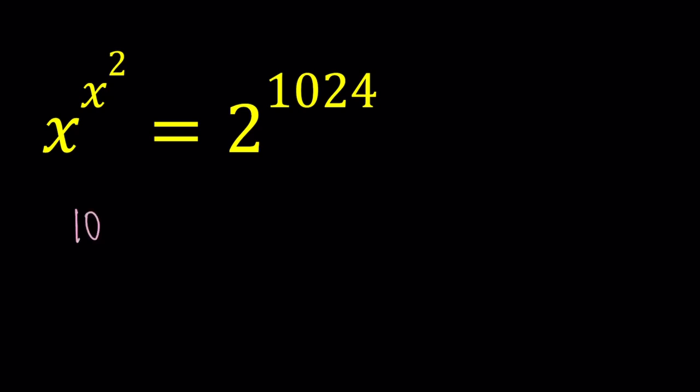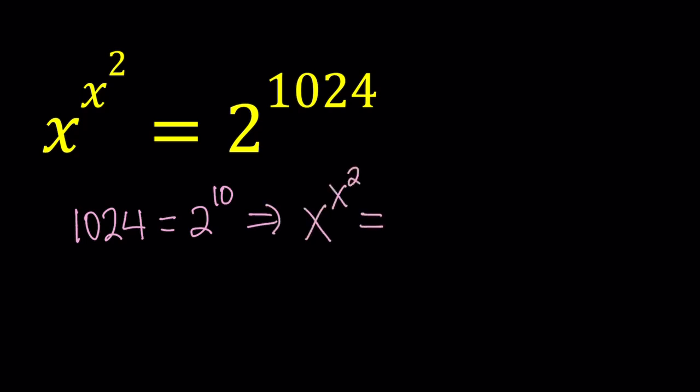You probably know 1024 equals 2 to the 10th power. It's kind of easy to remember because it contains a 10 in it. So if you know some powers of 2, you can just expand and get to this answer as well. So we're going to go ahead and break this down. x to the power x squared can be written as 2 to the power 2 to the power 10.